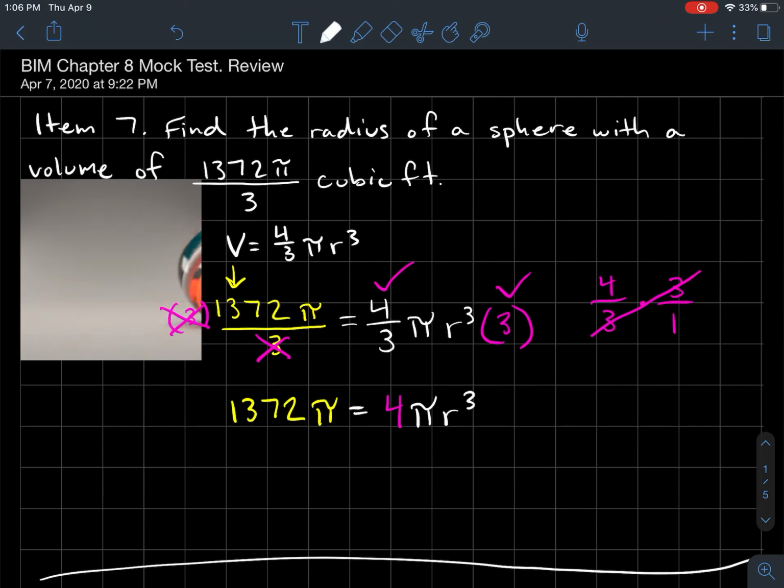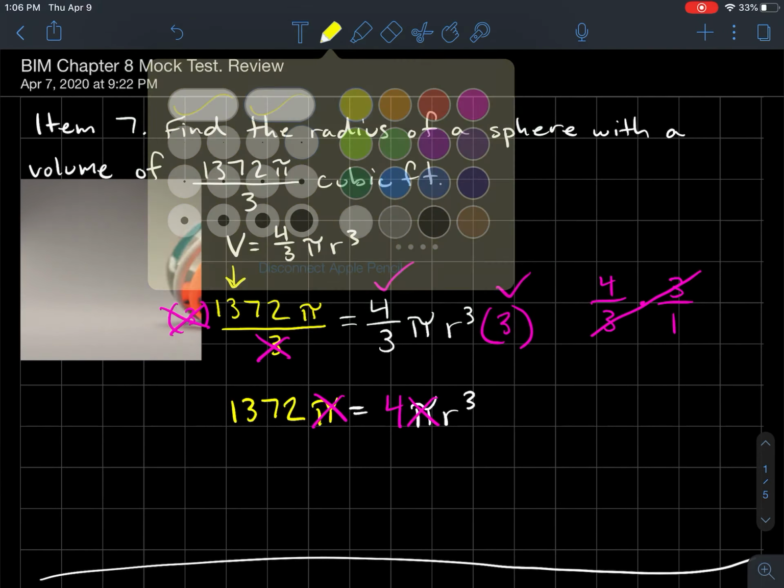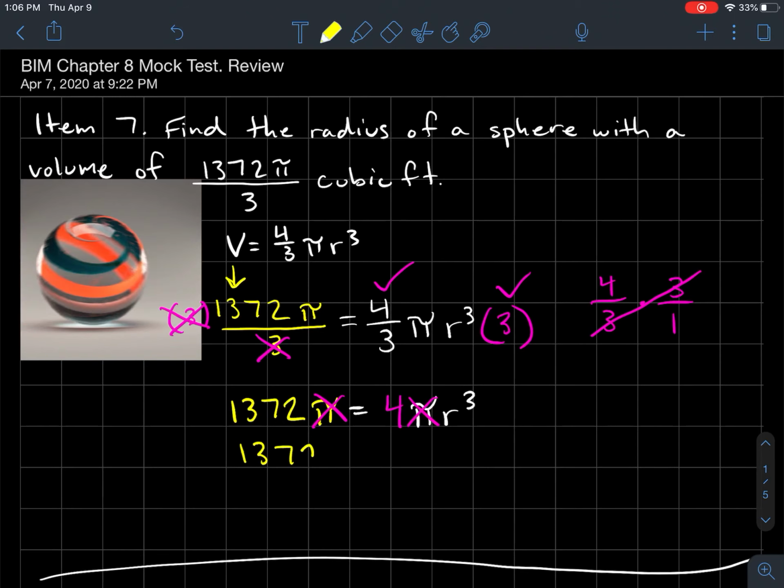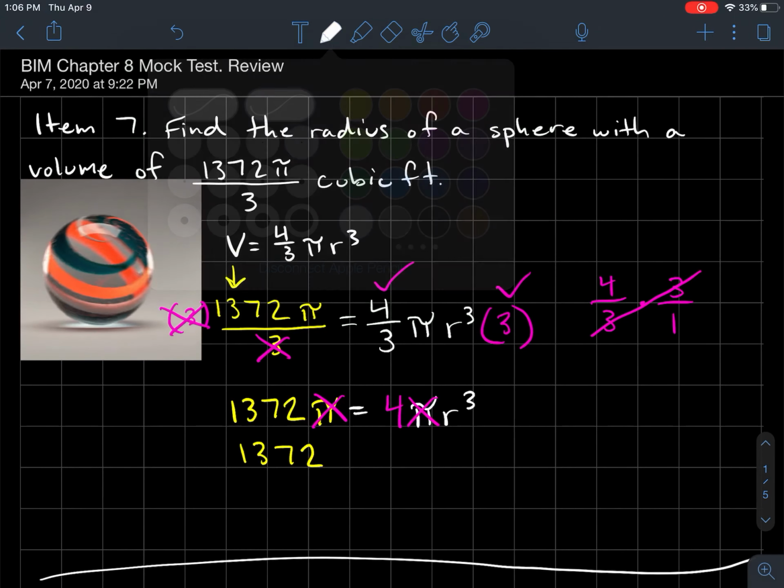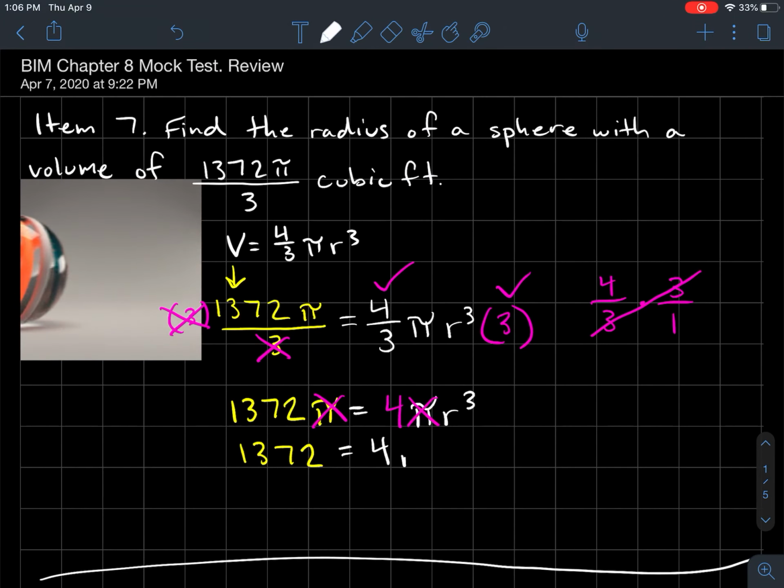Now from here, what do you notice that both sides have in common? Well, they have that pi. So we can go ahead and get rid of that pi. And now let's see what we're left with. We are left with 1,372 equals 4 times the radius cubed.